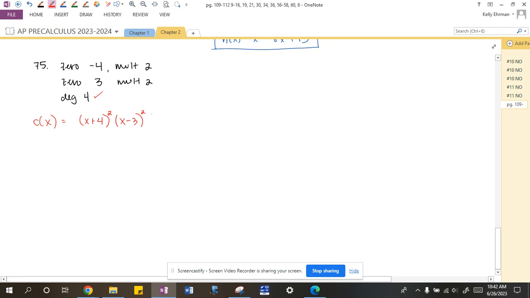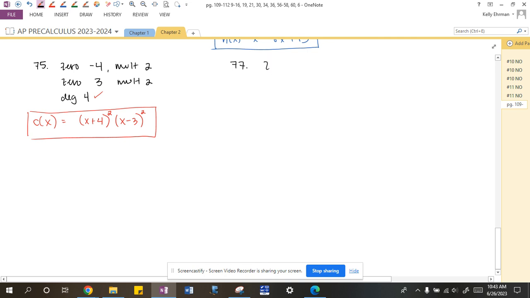I can't introduce any extra x's because that would make it degree 5 or higher. I could put any sort of coefficient I want in front of this, like a 3 or a 1/3 or a negative 2, whatever. Or I could just leave it like this.